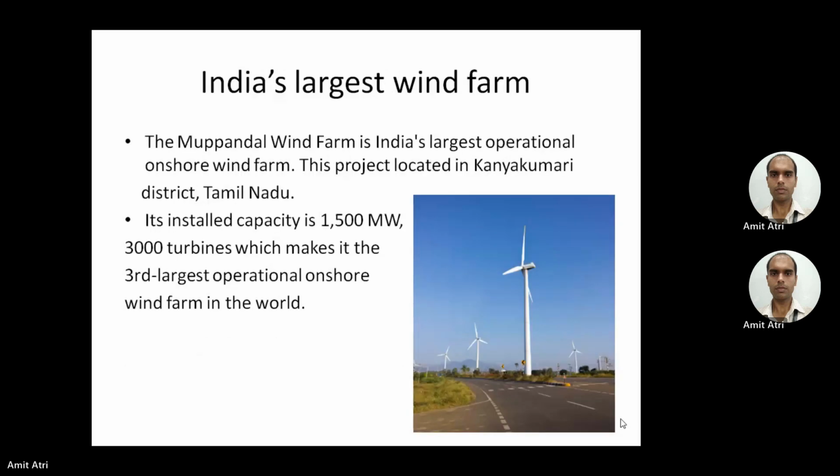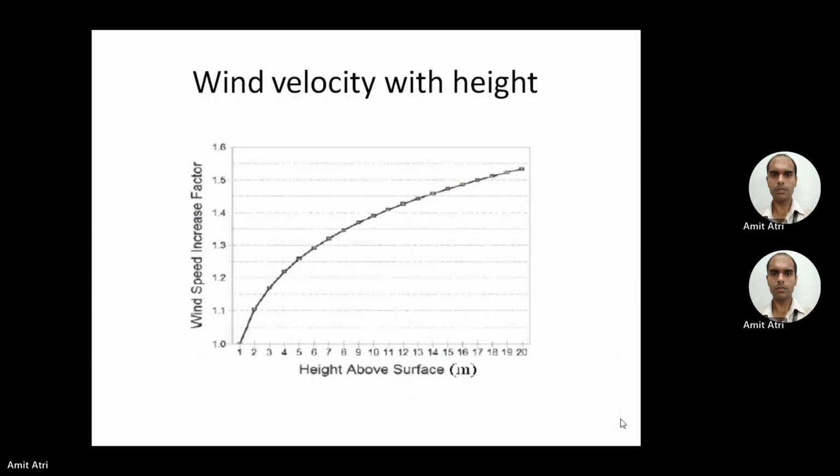So this one is India's largest, Muppandal wind farm. It is in Kanyakumari in Tamil Nadu. It has an installed capacity of 1,500 megawatt. Again, 3,000 turbines are there. So it is the world's third largest operational onshore wind farm. It is onshore.